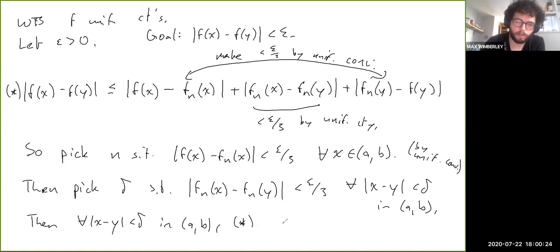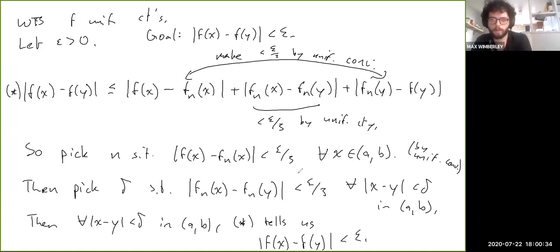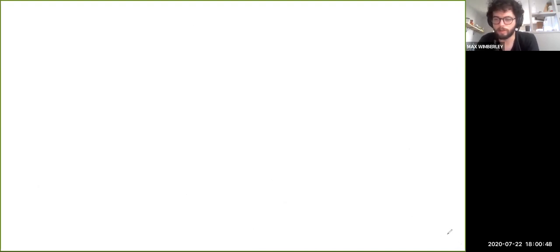This inequality here tells us the absolute value of f of x minus f of y is less than epsilon, right? So that's not actually too bad. It's not so hard that you'd dramatically want to avoid doing this. I just want to show you my other approach. Did you guys have any other ideas for how to approach this?